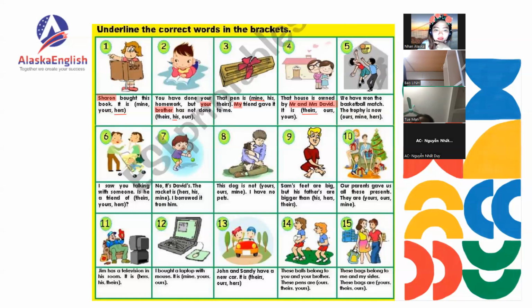Next, number five. Let's hear it from Baoling. We have won the basketball match. The trophy is now ours. Very good. Okay, that's a good one. How about number six? Tuiman.